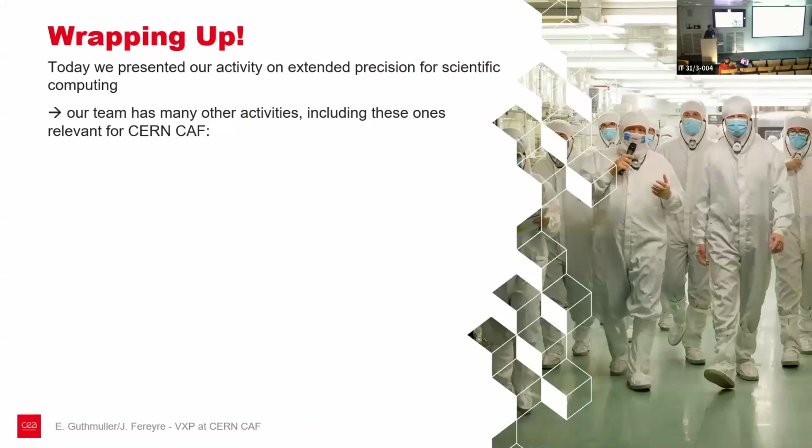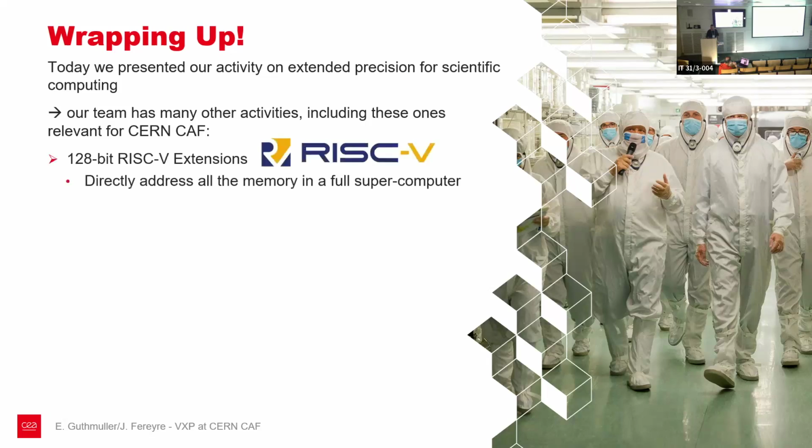So wrapping up, today we presented our activity on extended precision for scientific computing, but our team is also working on other things, some of which could be relevant for CERN-CAF. For example, we are working on a 128-bit Risc-V extension. So here you may be able to address the full memory range of your supercomputer, having a shared memory from all nodes.